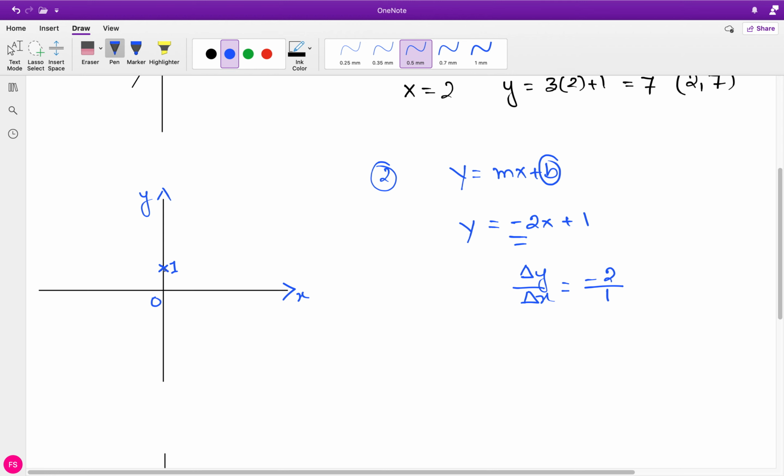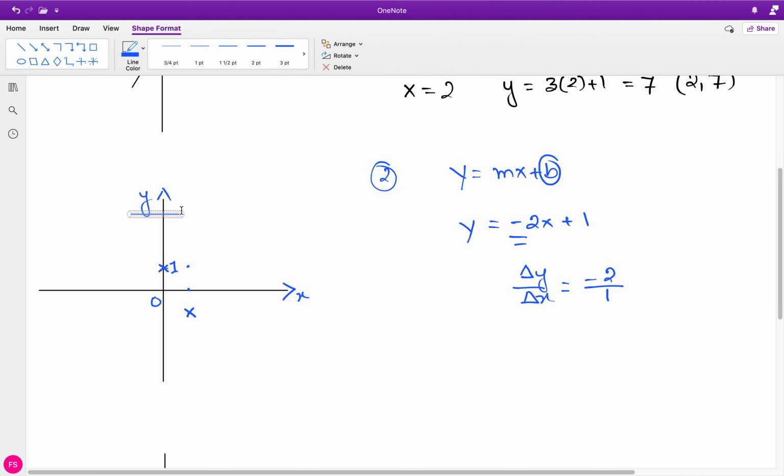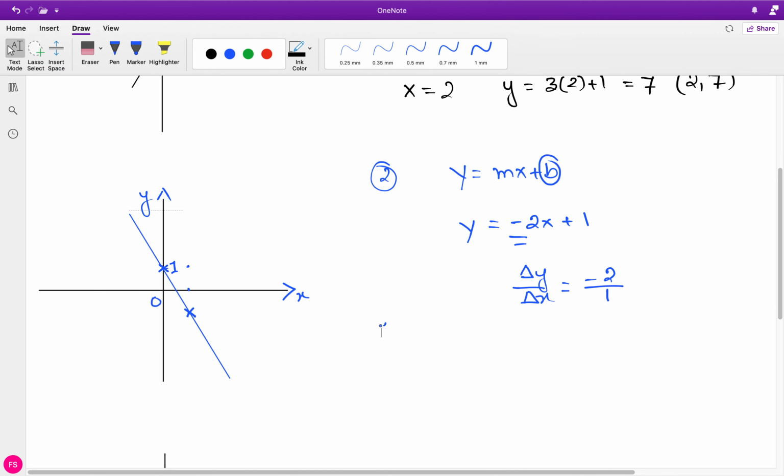So that means when your x changes by 1, your y decreases by 2. If you go to the right-hand side, x is increasing by 1, so your y is going to decrease by 2. From here, you're going to move down by 2 points. So 1 and 2. Okay, so this is my second point. Now, all you need to do is just connect these points to have your straight line. Some people find it easier to draw it like this, so you can follow any of the rules that you want to. Ta-da! That's your second line.